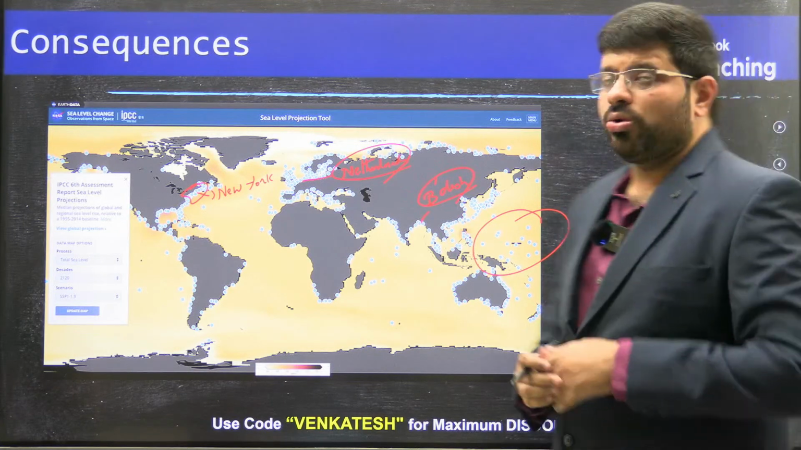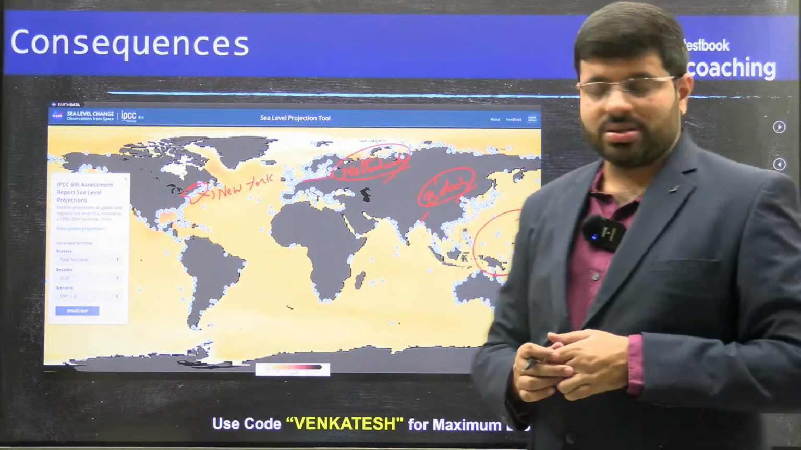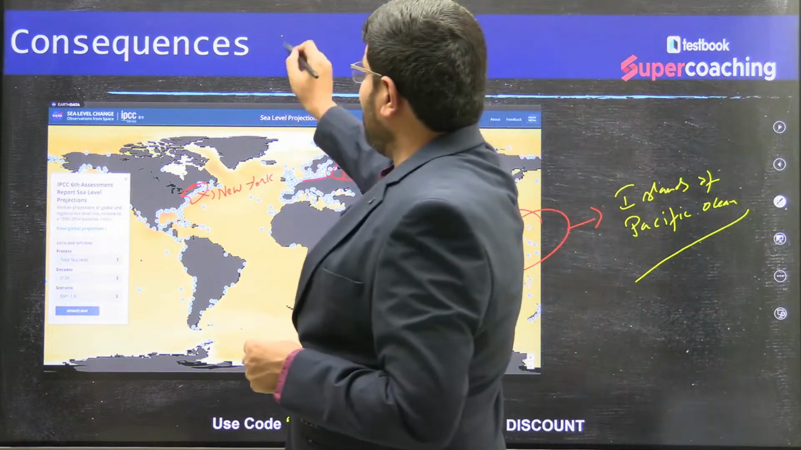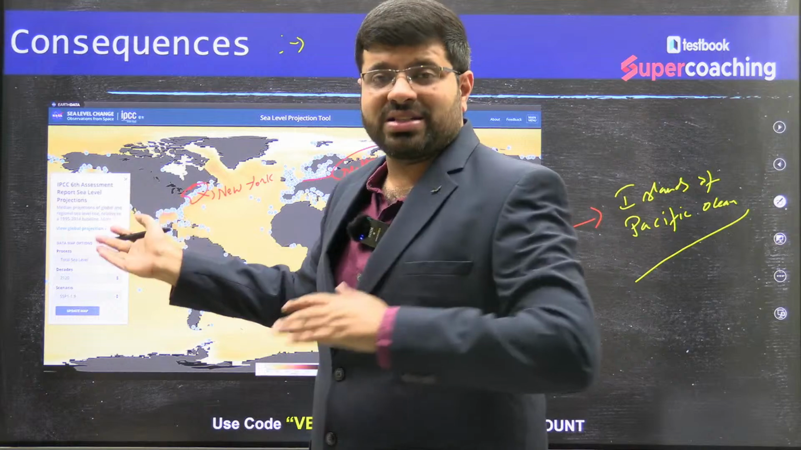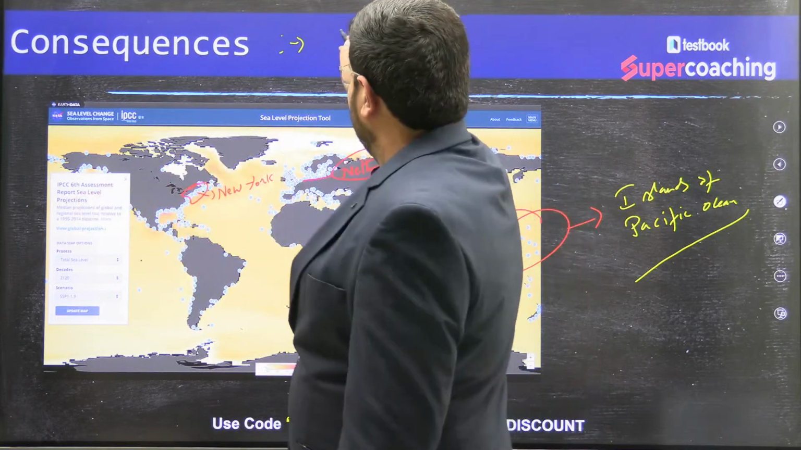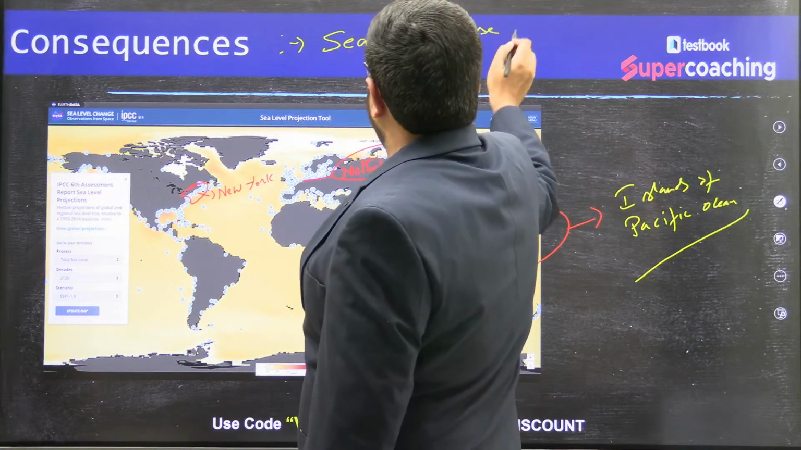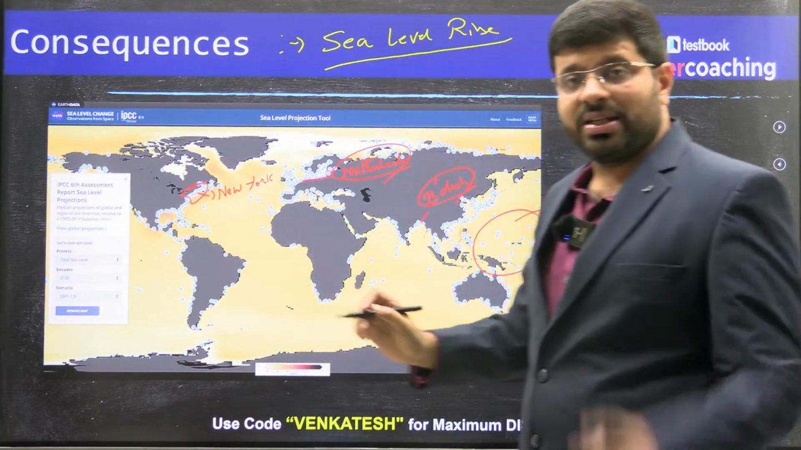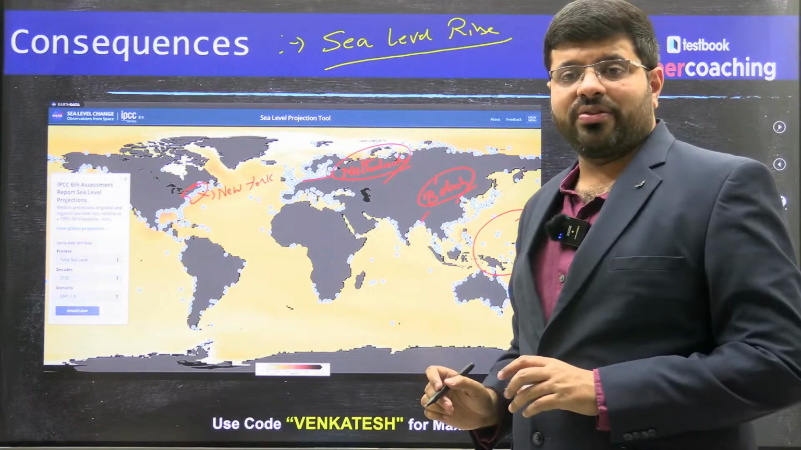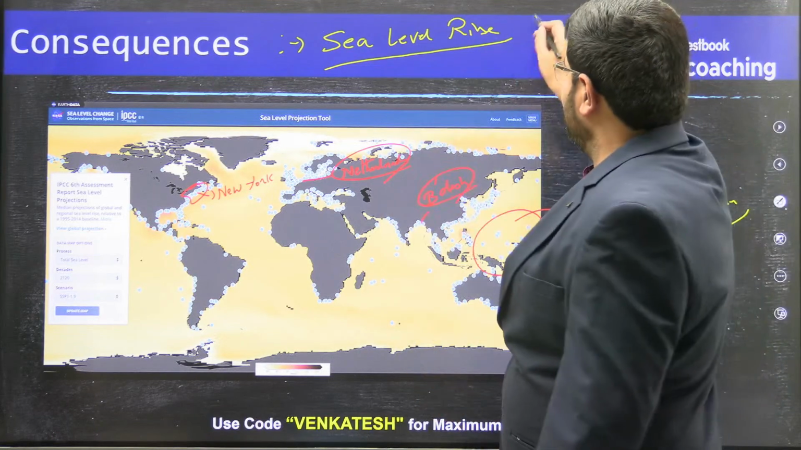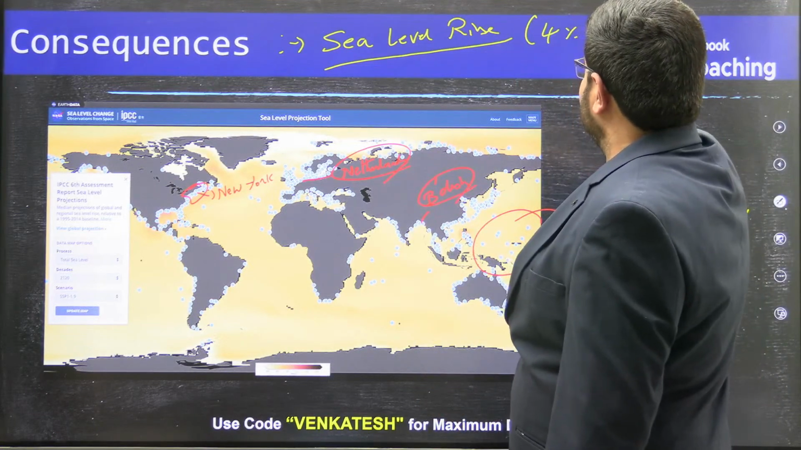They are the most vulnerable because when the ice on the land converts into water, there would be a sea level rise because of Thwaites Glacier. Presently, 4% of the entire world's sea level rise is attributed to Thwaites Glacier alone.